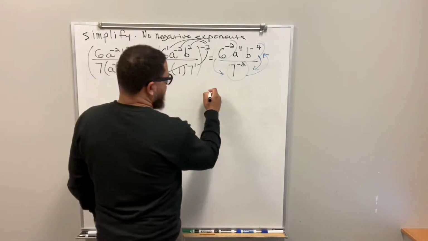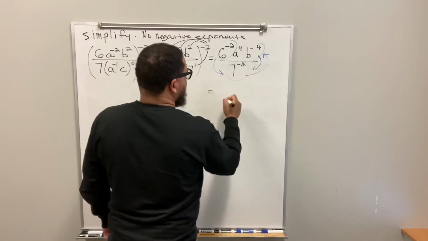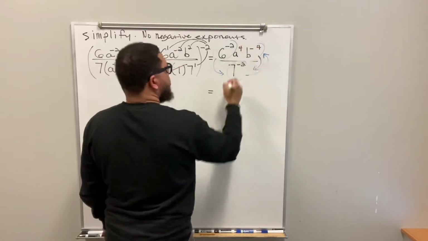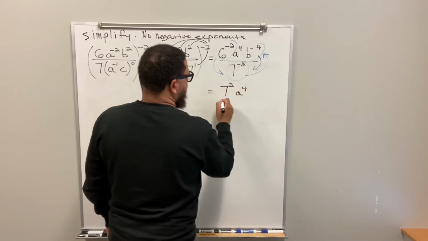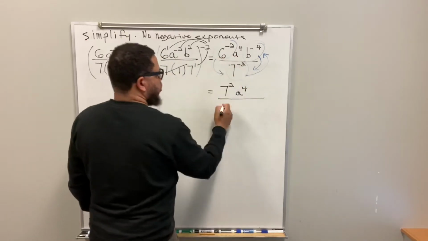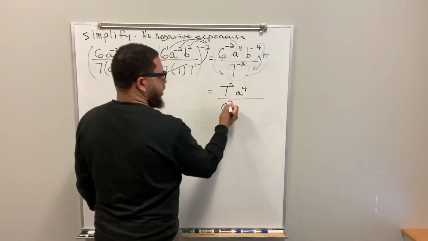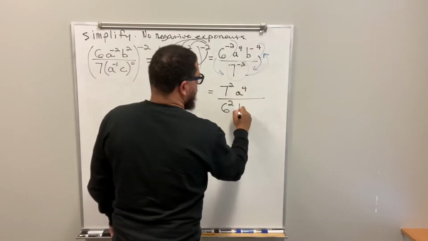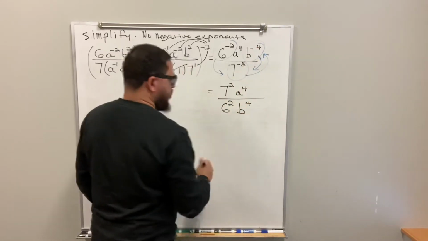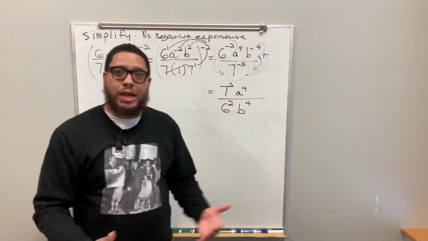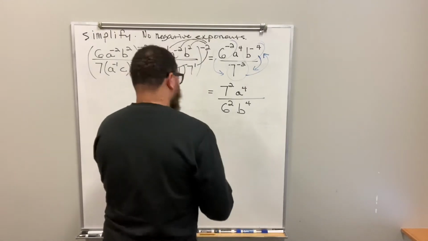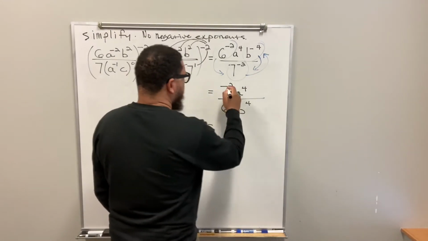So now when I write this, in my numerator I got this 7 came up. I'm going to write 7 squared. The a to the 4th was still there. It didn't move. 6 to the negative 2 goes down, now that's 6 squared, a positive 2. b to the negative 4th goes down, now that's a positive 4. All right. So now I got all positive exponents. And now I'm going to just simplify what I can. Right? So now I got 7 squared.